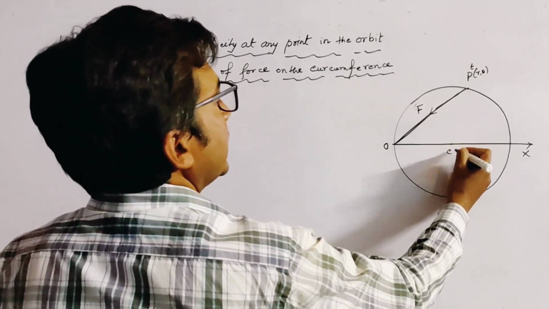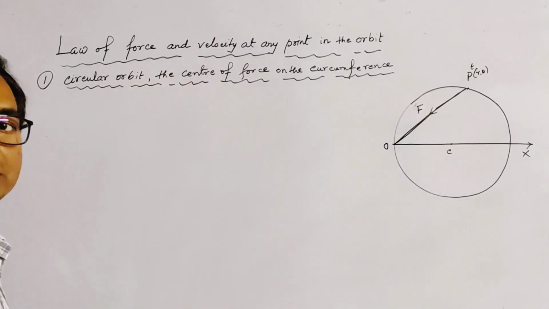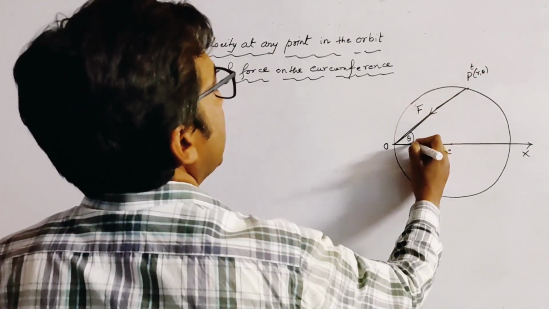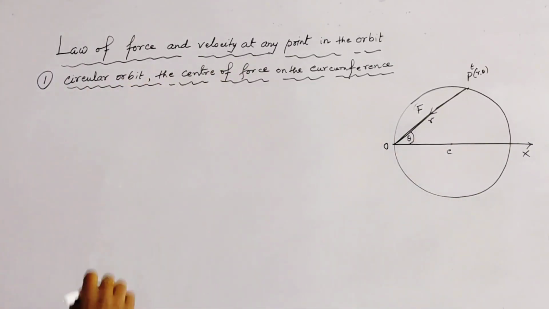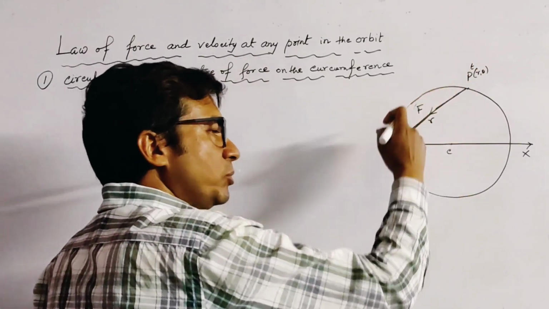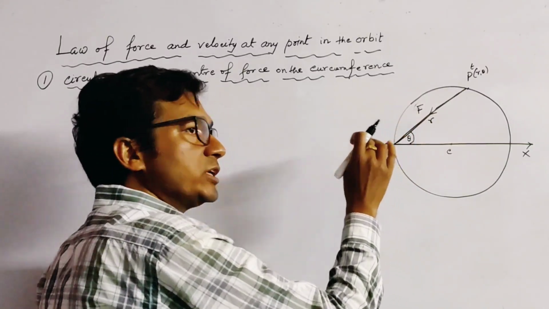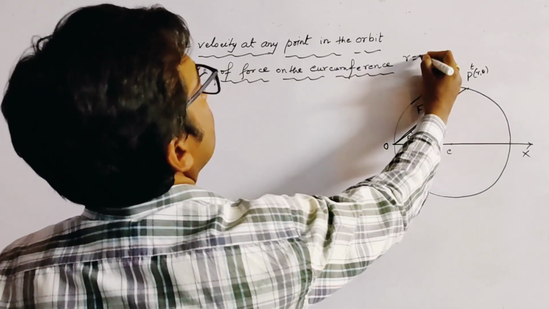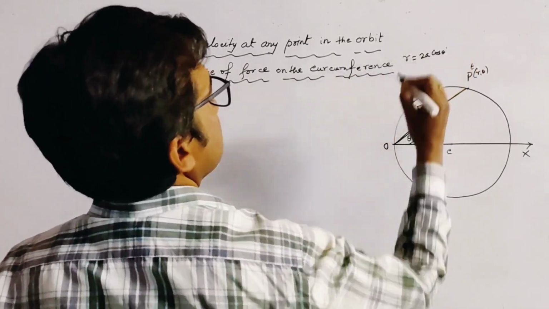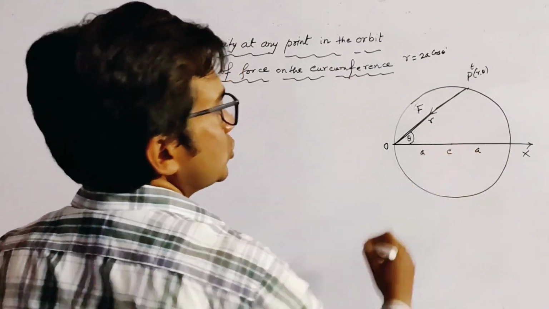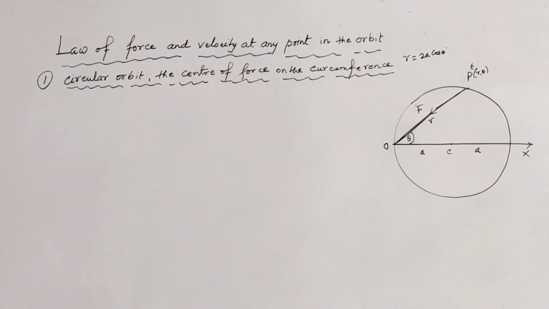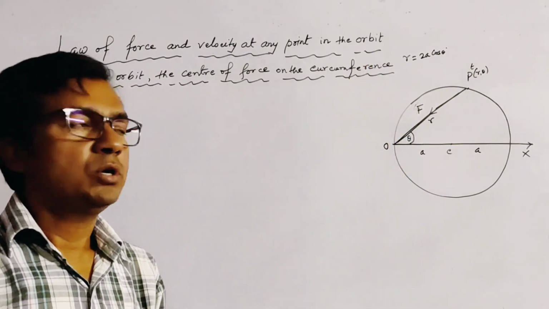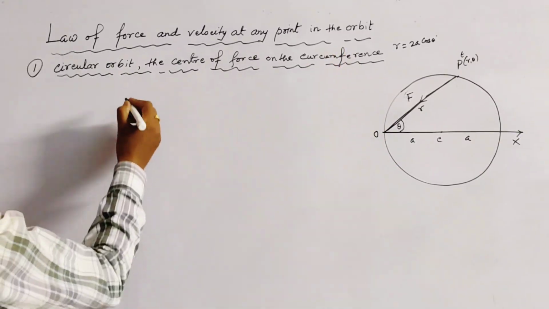Let C be the center of the circle. If this is P (r, theta), so this is theta and this is r, and we know that the equation of the circular path with O as pole, that is the pole on the circumference, is given by r equal to 2a cos theta, where a is the radius of the circle. Right? Now we go to the polar differential equation of central orbit.